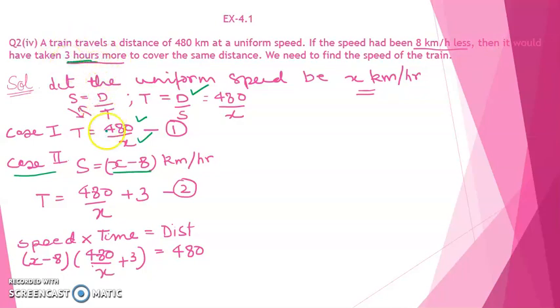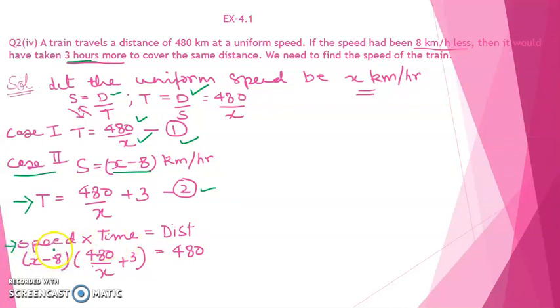3 hours. So the initial time was 480 upon x. Now it is taking 3 hours more, so t is equal to 480 upon x plus 3. So that is equation 2. Now we are clear, students: equation 1 and equation 2. Now, from this relationship only, distance is equal to what? Speed into time.